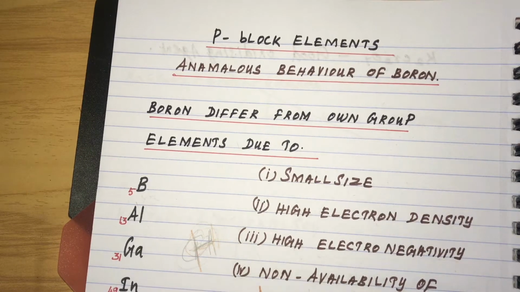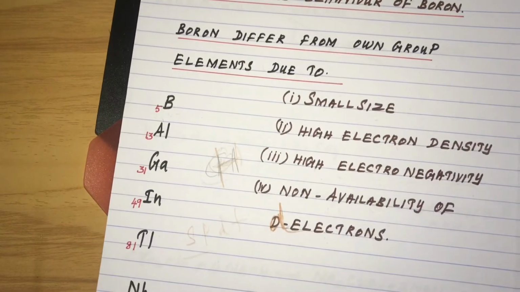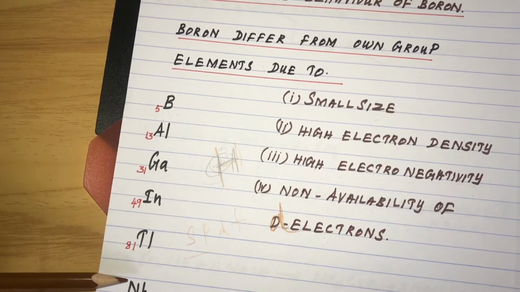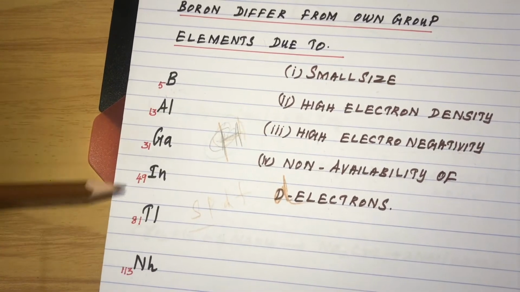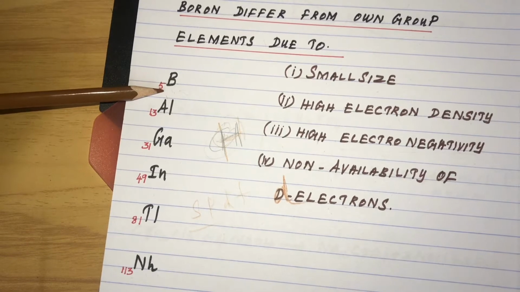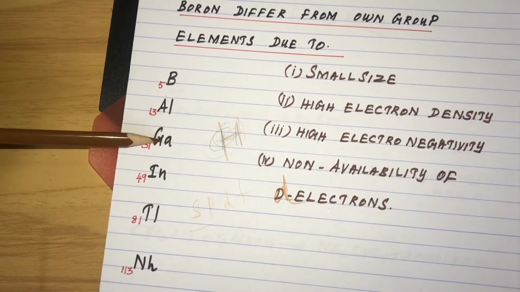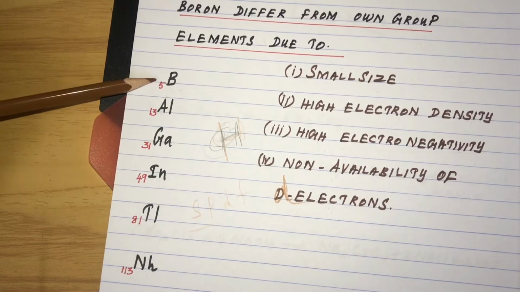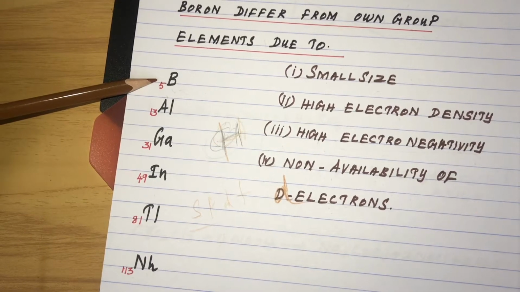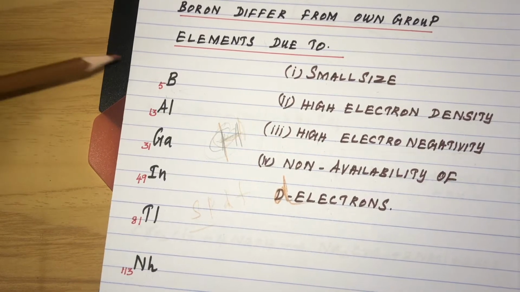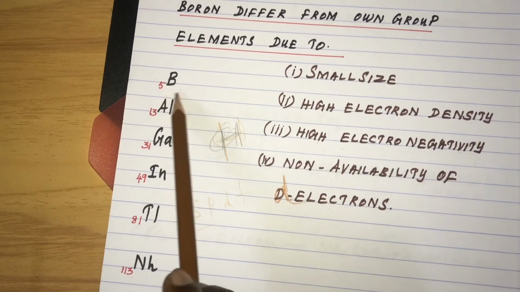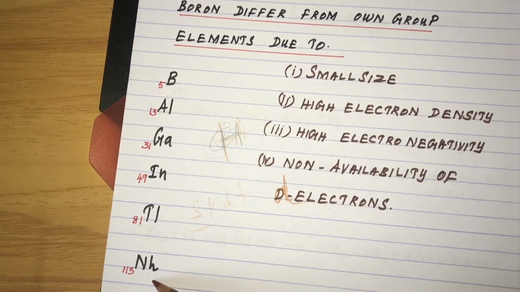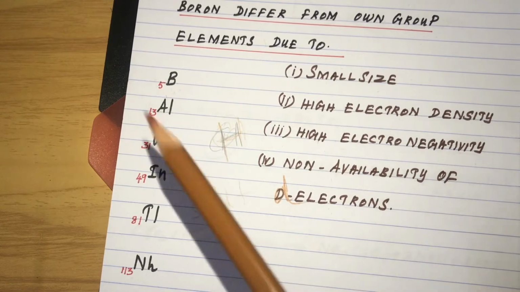The boron group consists of boron of atomic number 5, aluminium, gallium, indium, thallium and nihonium. Boron is the first element in its group. The first element is small in size. On moving from left to right, atomic size decreases. On moving down the group, atomic size increases. So boron is the smallest element.